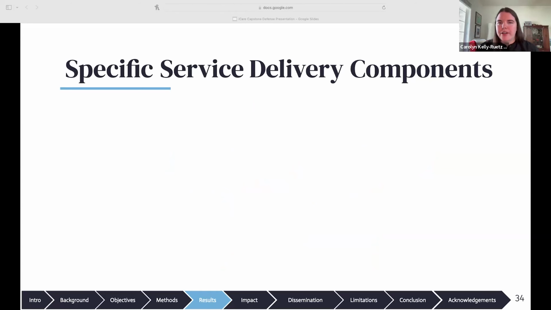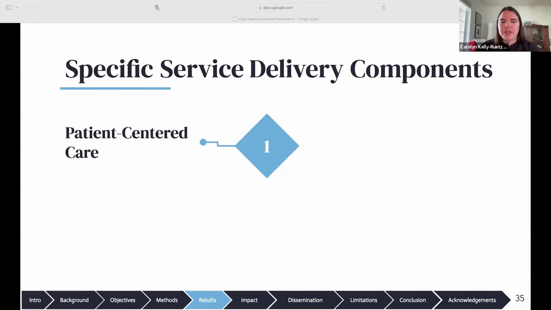Next, within enablers of health, we found 4 specific service delivery components. First, providers emphasize the importance of patient-centered care, which means addressing both physical and mental health needs alongside social needs to promote health equity. Residents noted that it's helpful when one provider serves as a system navigator, connecting them to other services.